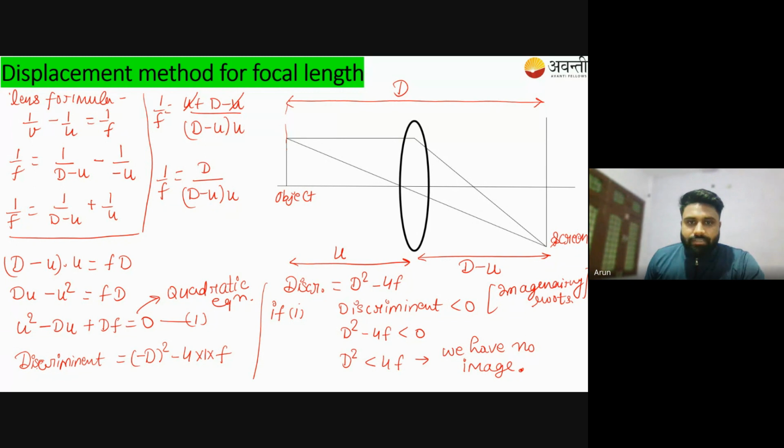So for this situation, for case number one, when the discriminant of this quadratic equation is less than 0, then we do not have any kind of image. There is no such position that exists for which you can have an image for this distance, capital D. Got it?